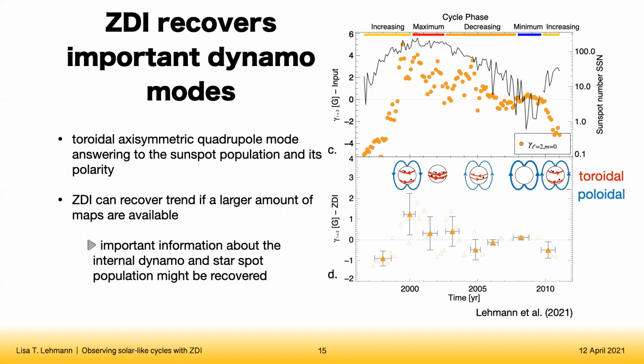Another mode that's very worth looking at is the toroidal axisymmetric quadrupolar mode. We found that even if the toroidal field is pretty weak on the Sun, this mode is responding to the global properties of the small-scale flux emergence. That means the population of the active latitudes. So the little icons you see here are showing how the dominant poloidal mode, the dipole in blue, and the dominant toroidal mode, the red arrows here, are behaving during a solar cycle. And the gamma coefficient of the equation for L equals 2, M equals 0 is really capturing this.